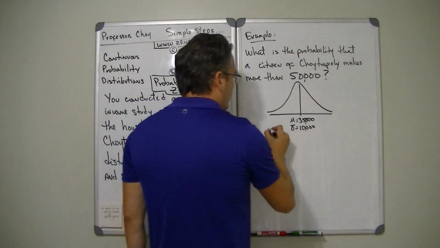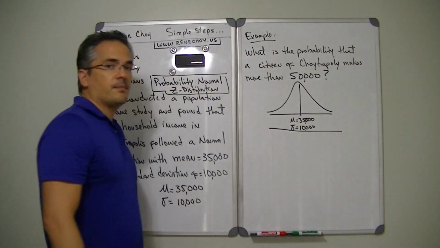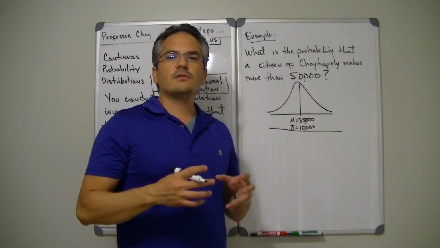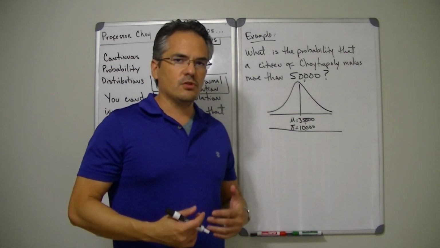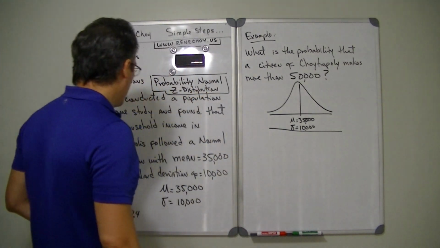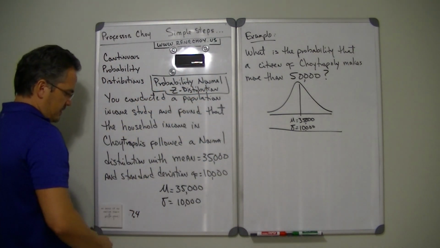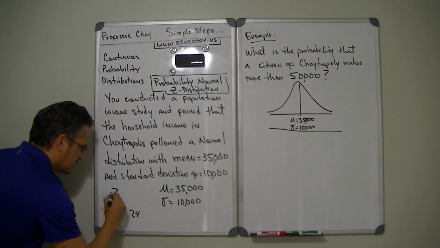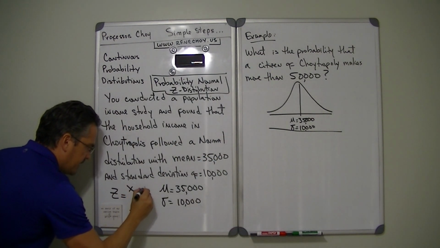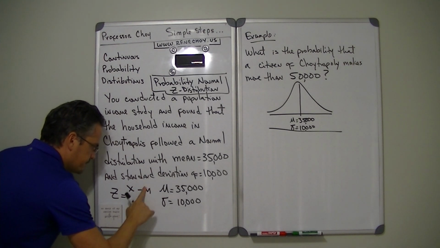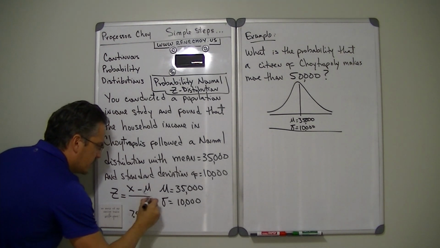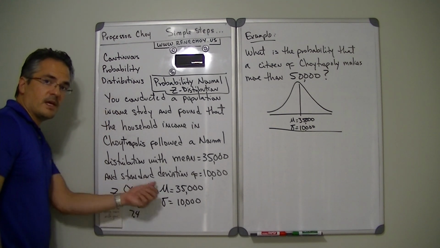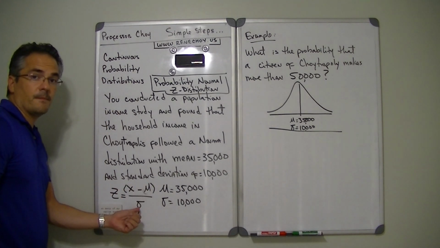Alright, now, in order to be able to calculate probabilities of any normal distribution, usually you have to turn it into a standard normal distribution. And you turn it into a standard normal distribution by following this formula. You got to do z equals x minus mu, divided by sigma. So z equals x minus mu divided by sigma.